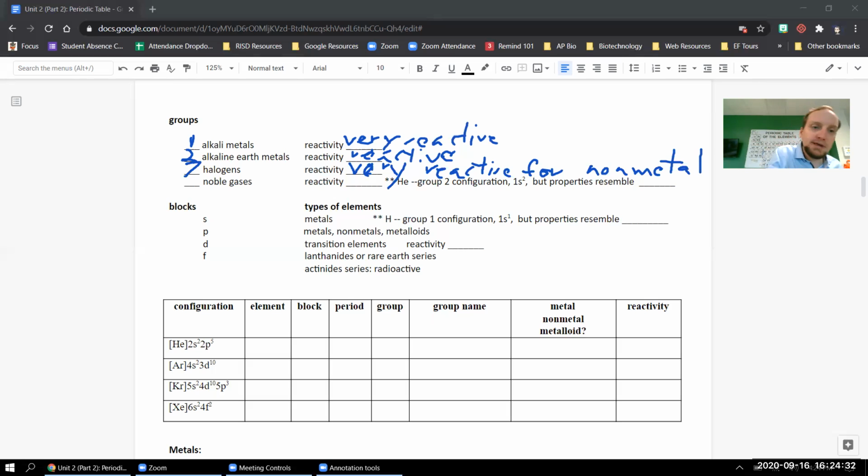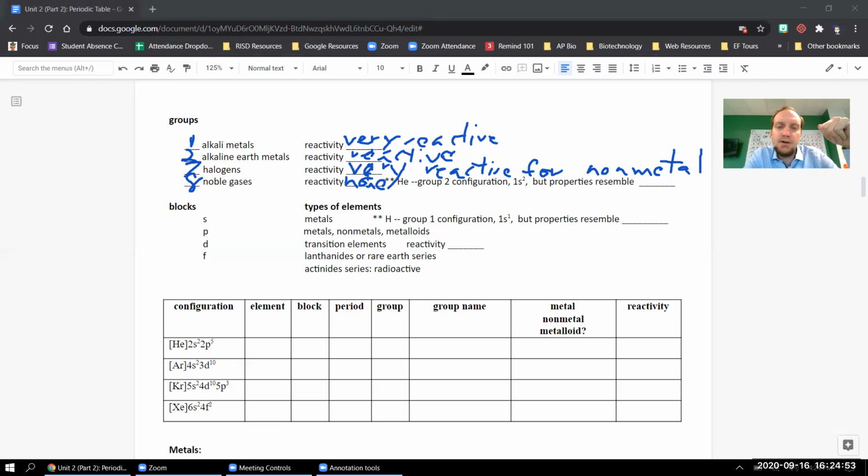The last one, again, is our very last column over here. Those are the noble gases. This is group 8, sometimes referred to as 18 if you take the D block into account. They are not reactive, none. They literally have no reactivity whatsoever. Again, this is where they get that noble name. They're kind of like snooty. They have their nose up to everybody else. They're too good for everybody else.